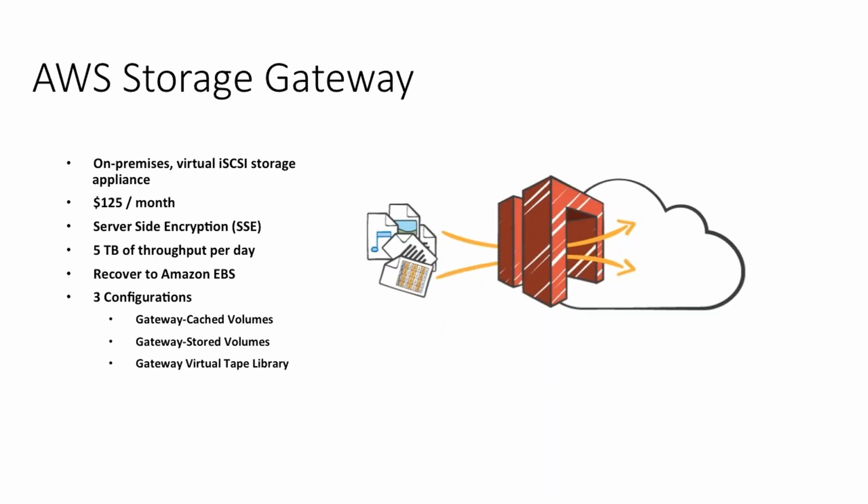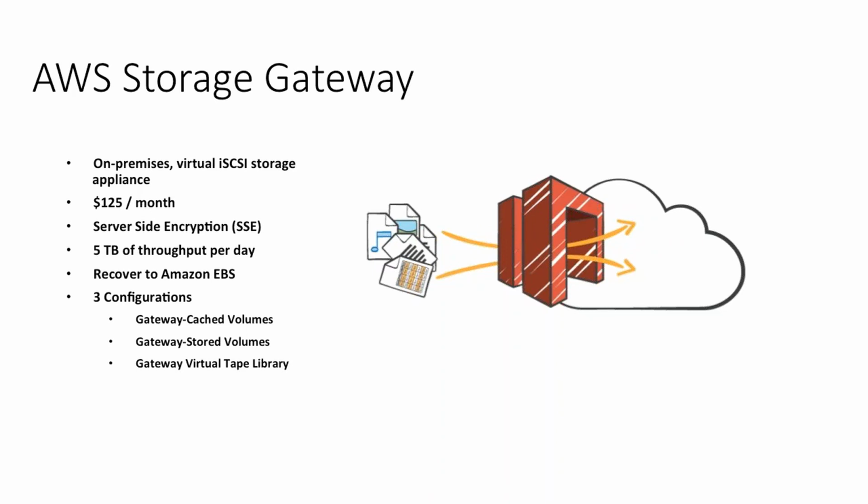Now, there's 3 configurations which are worth noting. There's something called Gateway Cache Volumes, Gateway Stored Volumes, and Gateway Virtual Tape Library. I would just touch on what they are, because this one might be interesting if you've got a load of data on site, you want it off-site backed up. Cache volumes means that the primary storage is on S3, but you have a certain amount of cache locally, so frequently accessed files are pulled locally, but they're all synced back to S3.